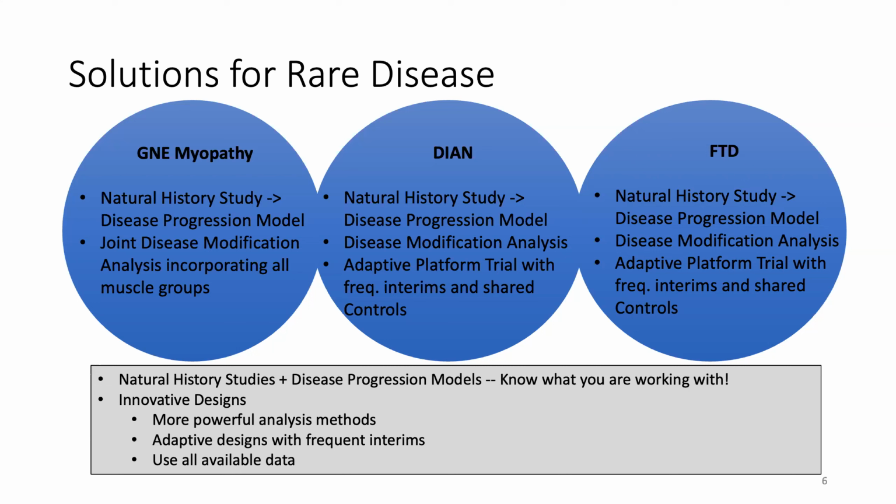And then finally, really think of all of the data that you have and how we can synthesize that a bit more, using all of the data that we have. So that might mean building synthetic controls from our natural history databases. It might mean, in the case of the DIAN and the FTD trials, building what we call an adaptive platform trial, where a platform trial is this freestanding arena that's built with common rules that new drugs and new companies can come into the arena and test if their treatment works.